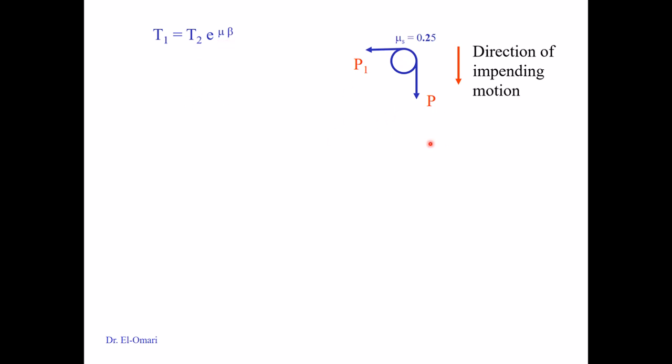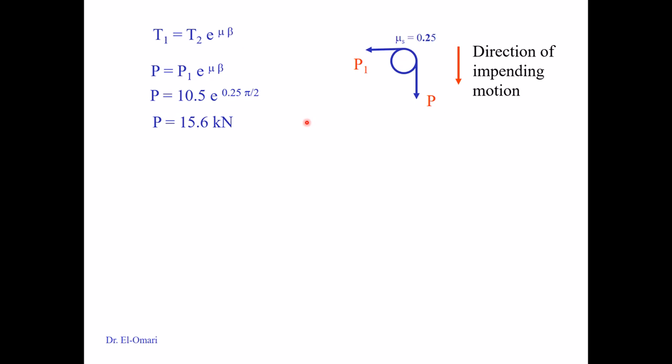So if we just put this in this formula, then P has to be greater than P1 times e to the power of mu times beta. Mu is given as 0.25, and beta is the angle of contact. So this is exactly 90 degrees, and 90 degrees in radians is a half pi, or pi over 2, and then you calculate and you get the answer. This is the final answer, that the force is equal to 15.9.